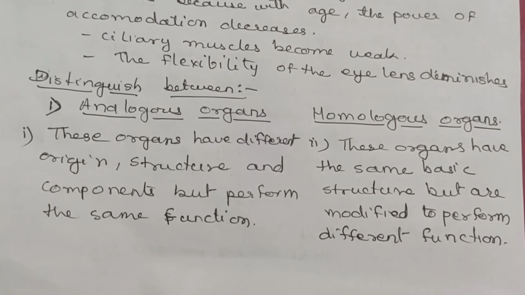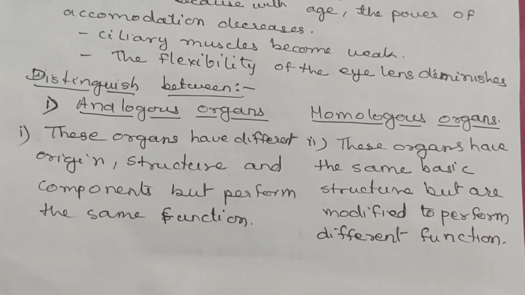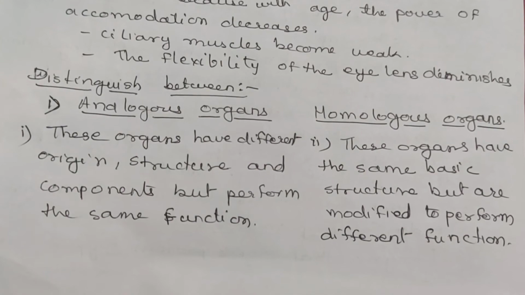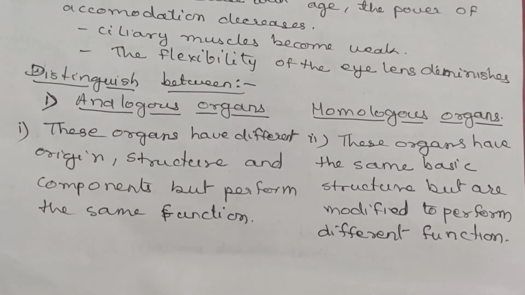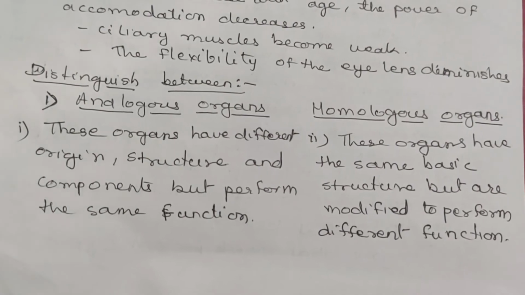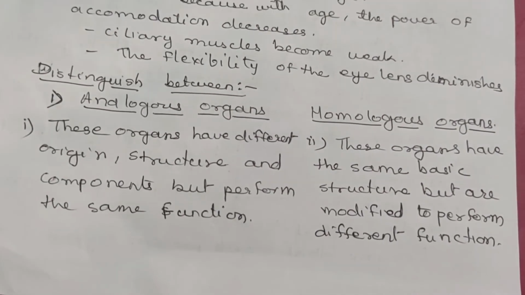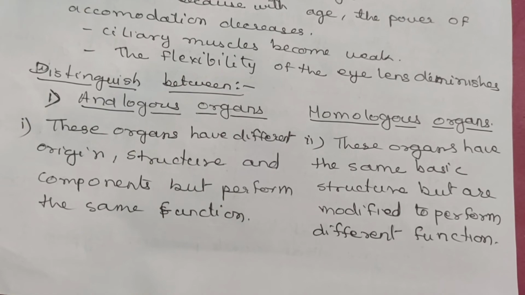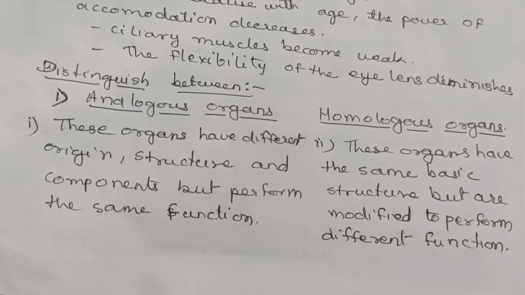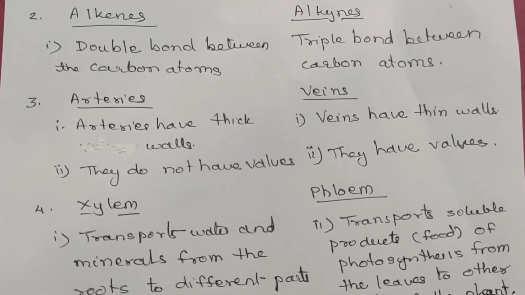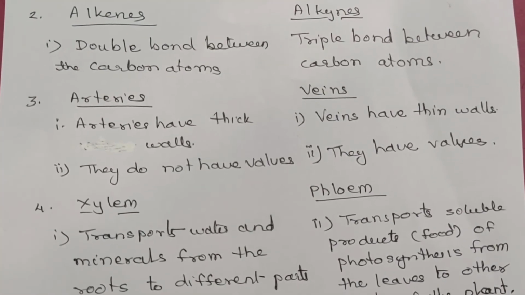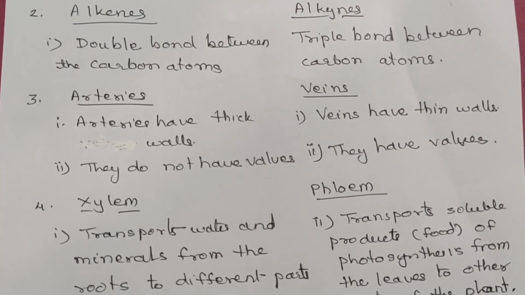Next question is distinguish between analogous organs and homologous organs. Analogous organs: these organs have a different origin, structure and components but perform the same function. Homologous organs: these organs have the same basic structure but are modified to perform different functions. Alkenes and alkynes. In alkenes, double bond between the carbon atoms. In alkynes, triple bond between the carbon atoms.